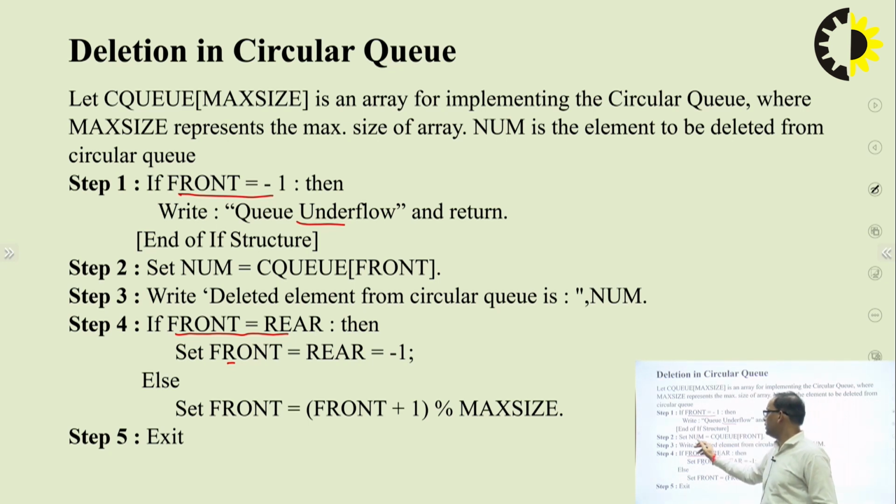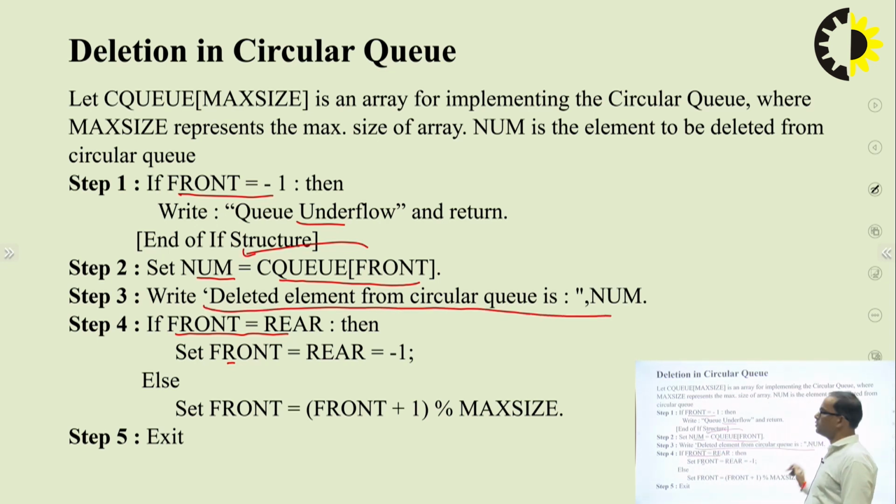Otherwise, what happens? Here the num variable represents the value of the element to be deleted, and in a queue the element is always deleted from the front. So the value will be deleted from the front and assigned to the num variable, and we simply print: deleted element from circular queue is num. This is the basic step.